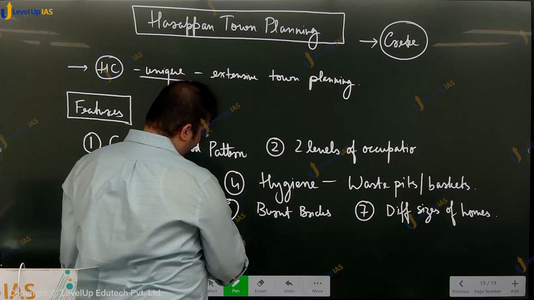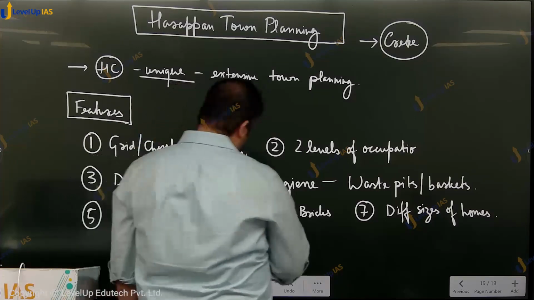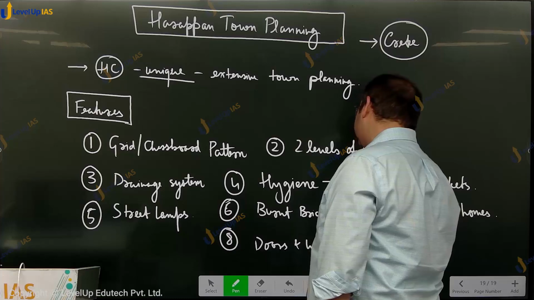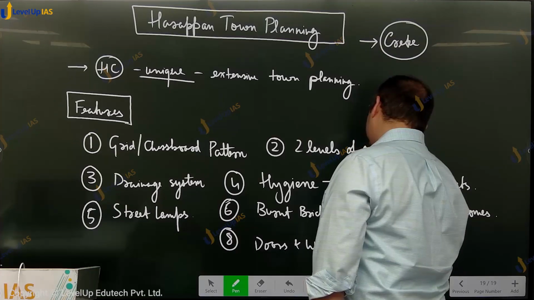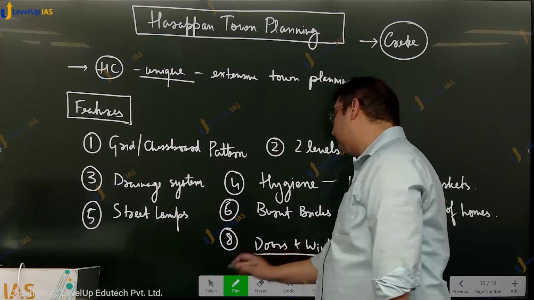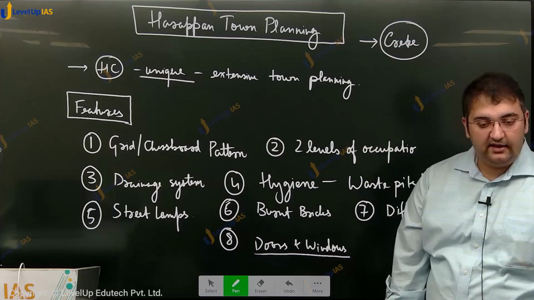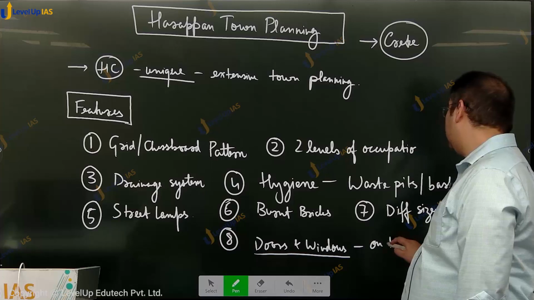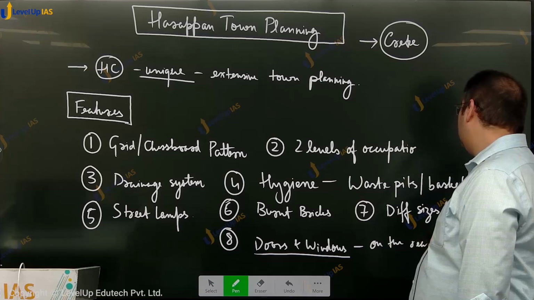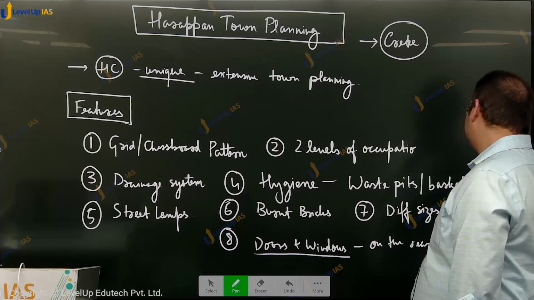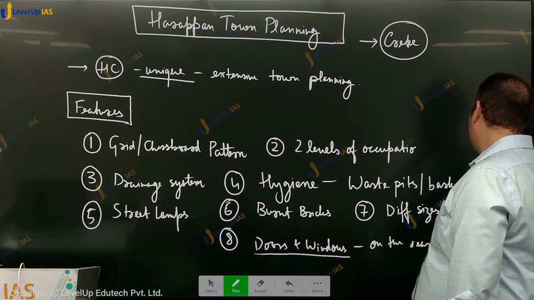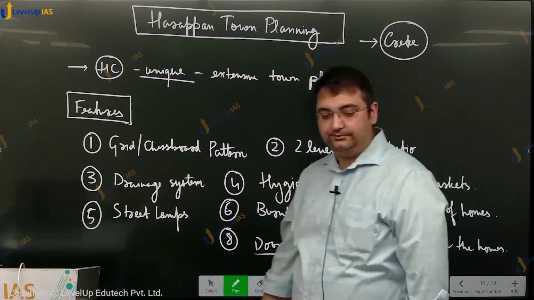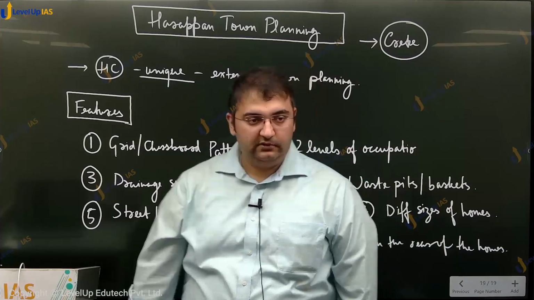And finally, we find that doors and windows किस तरफ खुलते थे? घर के आगे या घर के पीछे? पीछे. On the rear of the homes. Why do you think this was done? For privacy?